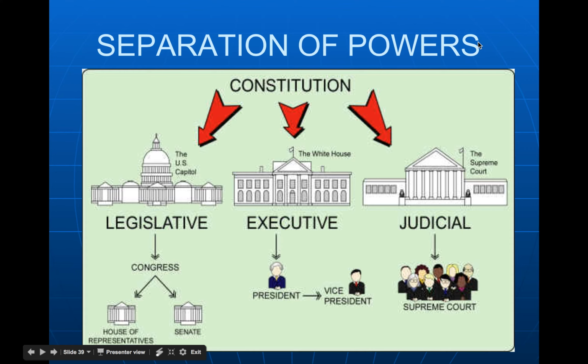This is a way to ensure that none of the branches of government are more powerful than the others. So, the checks and balances system. Our Constitution calls for three branches of government. Here we have the legislative branch, which is made up of the two houses, the House of Representatives based on the state's population, and the Senate based on one vote. Then we have the executive branch, which has the president and the vice president, and the judicial branch, which has the Supreme Court.